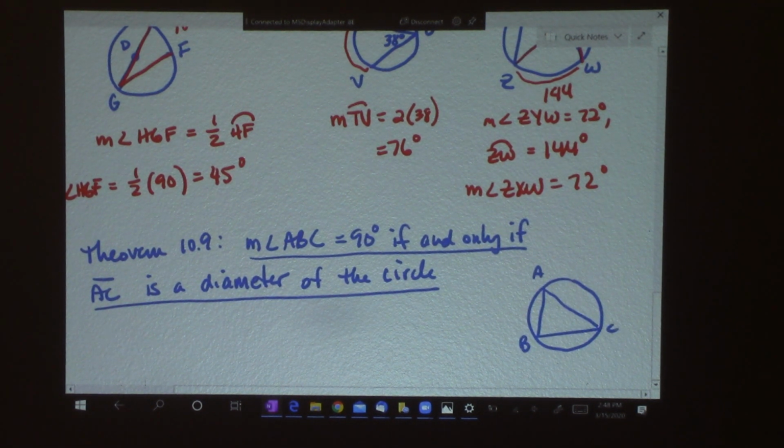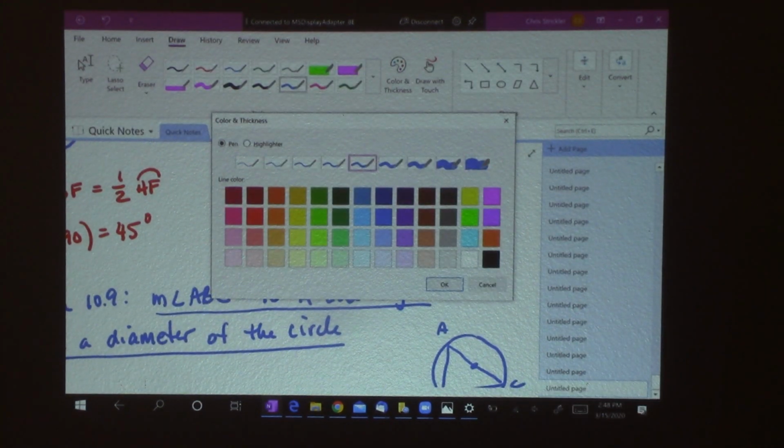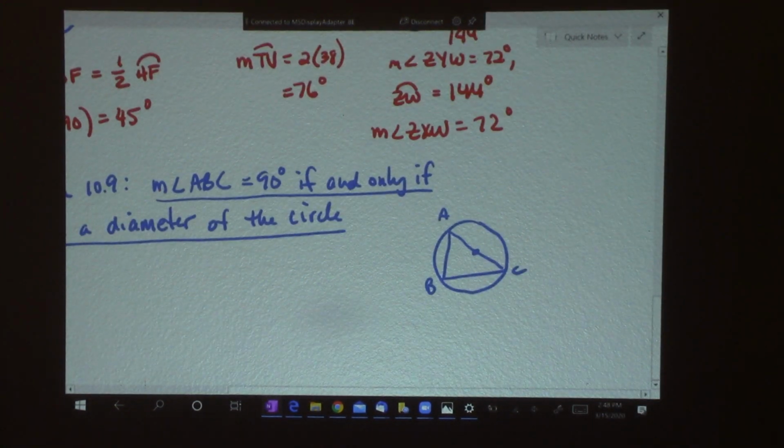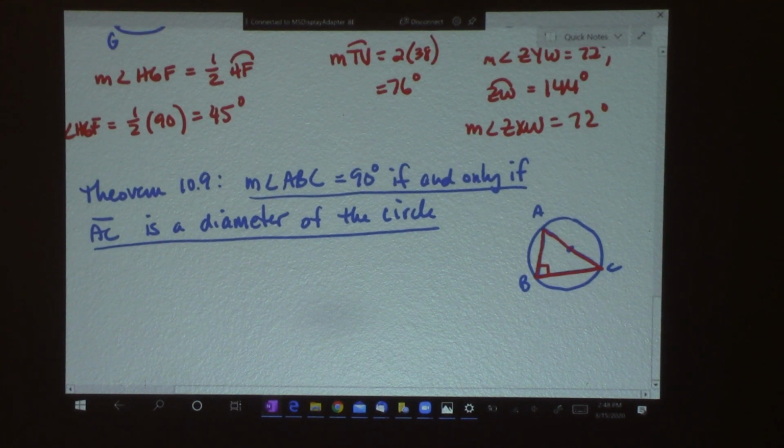A, B, C. Okay. So what that says, and what that means, is that if AC is a diameter, then an inscribed angle like ABC that has AC as the hypotenuse will be 90. It's a right angle. So that is 90.